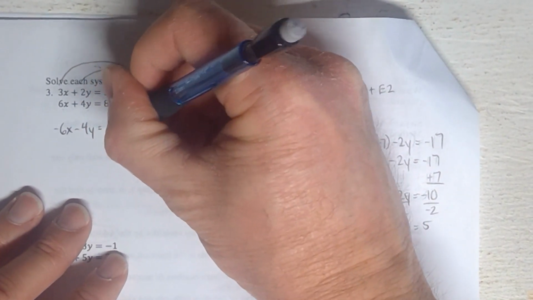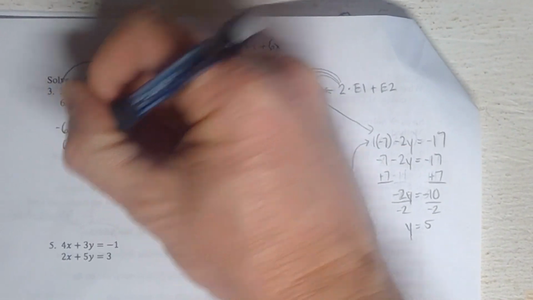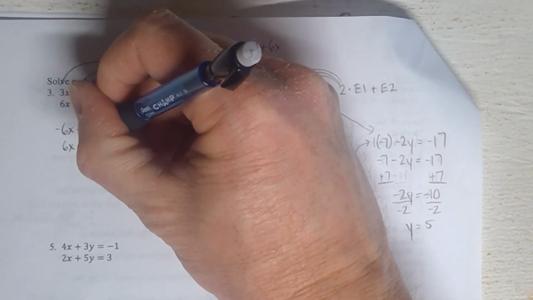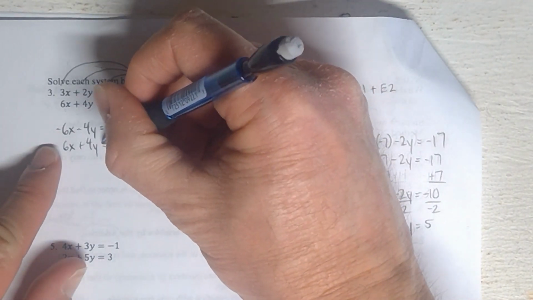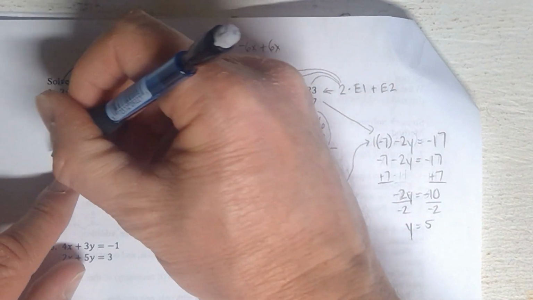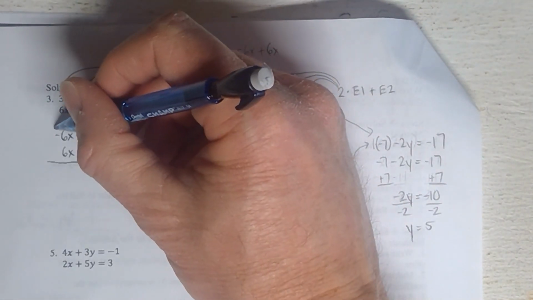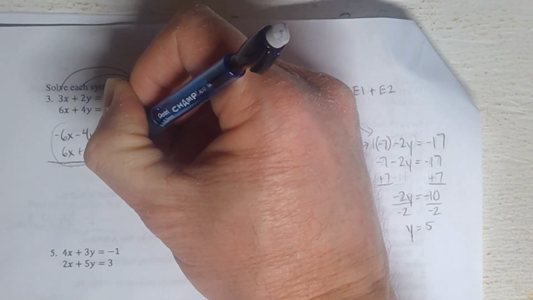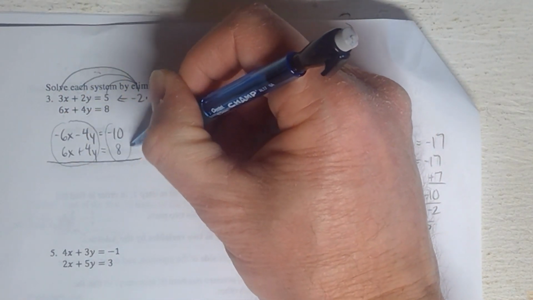Keep the equal sign in the same place, and then we got negative 10. Keep the other equation the same, because we want the negative 6 and 6 to be opposites of each other. So don't mess with that 6 down below here. We want it to be the opposite of negative 6. Then what do we do after we get one of the variables to be opposites of each other? We then add the two sides of the equation together.